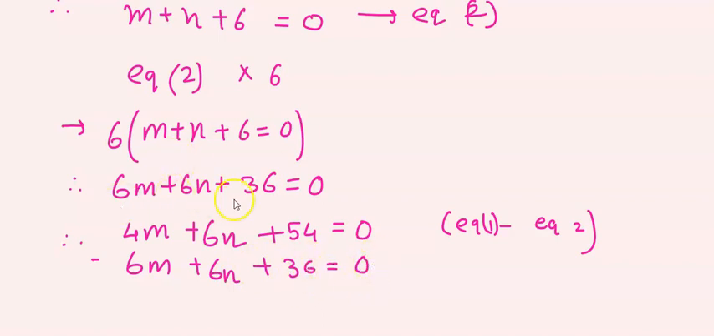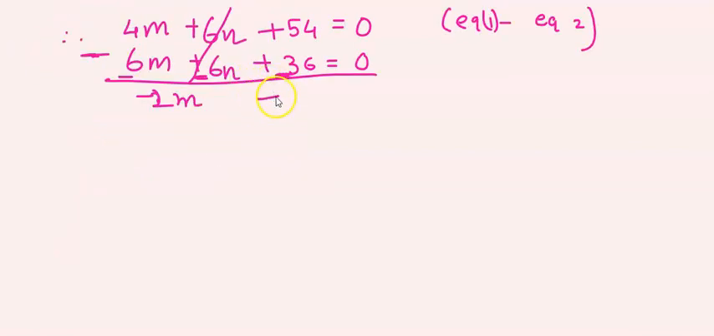We are taking this one and subtracting it, so the signs will change. Plus 6n minus 6n got cancelled. 4m minus 6m is minus 2m, and minus 36 plus 54 will be plus 18, equals 0. Therefore, now we have minus 2m + 18 = 0.